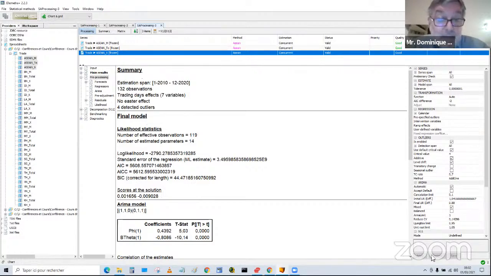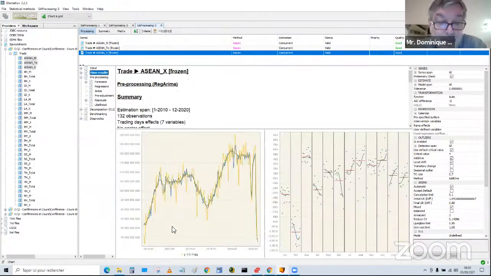Yeah, Mr. Dominique, sorry. Looking at the graph, especially the monthly graph, it's always that February is at the bottom. Is this because of the number of days in the month? No, the number of days in the month is in fact a length of month effect. It's a calendar effect. So it's taken into account.